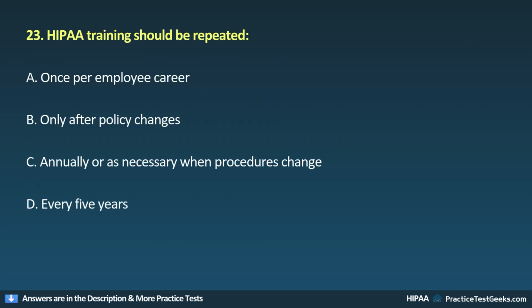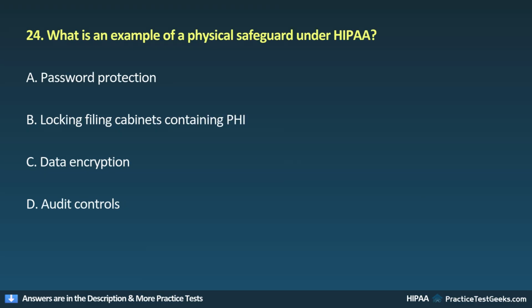23. HIPAA training should be repeated. A. Once per employee career. B. Only after policy changes. C. Annually or as necessary when procedures change. D. Every 5 years. 24. What is an example of a physical safeguard under HIPAA? A. Password protection. B. Locking filing cabinets containing PHI. C. Data encryption. D. Audit controls.